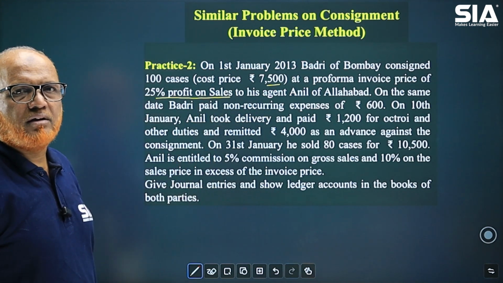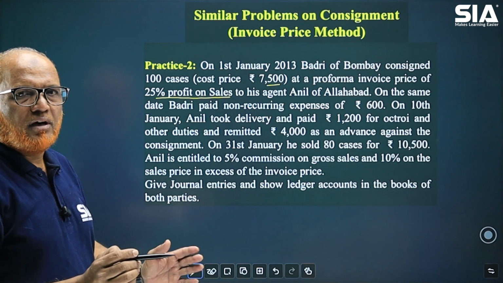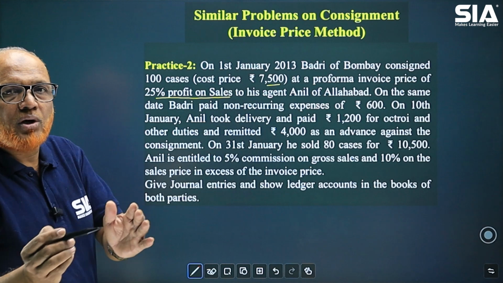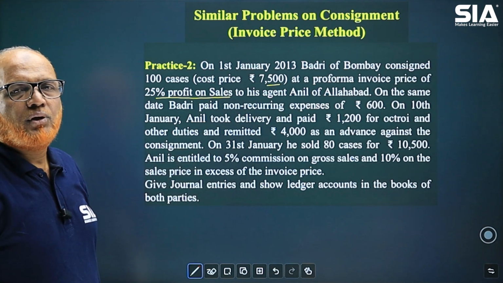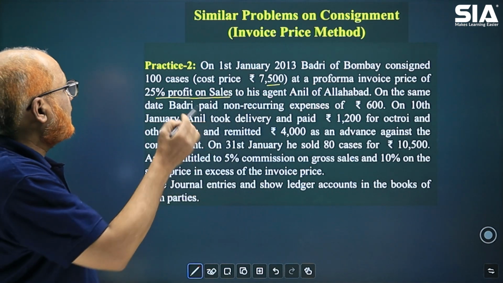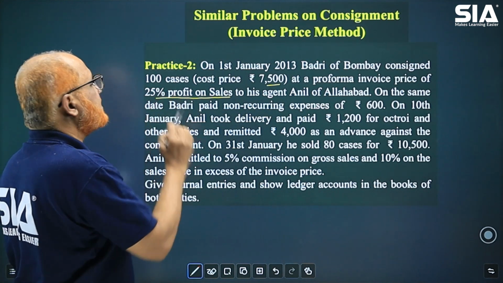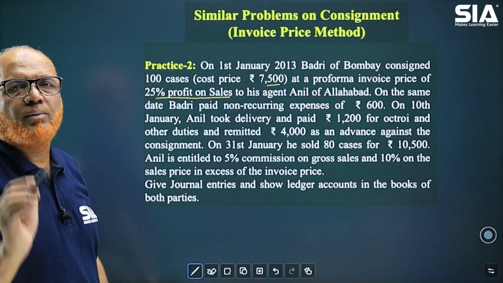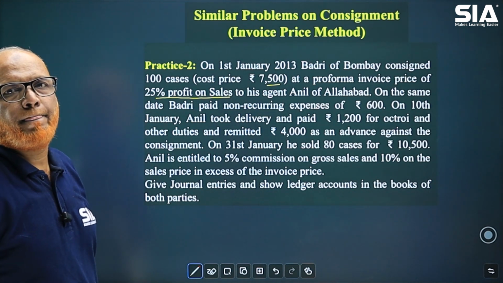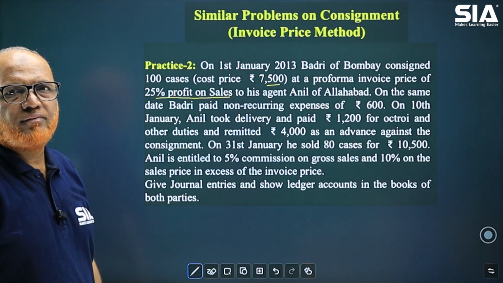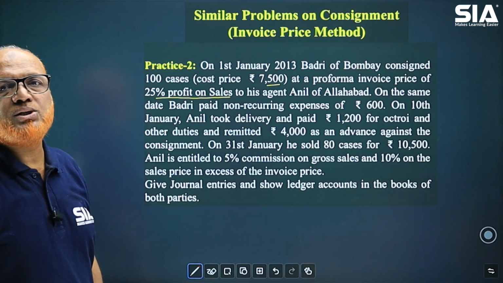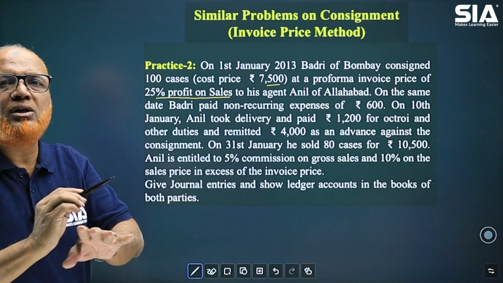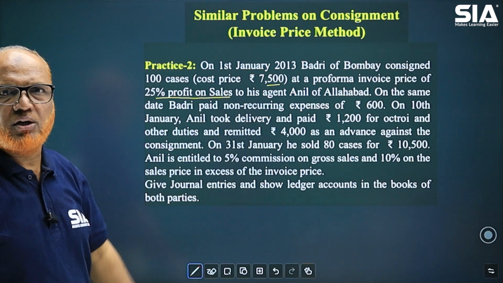Let the sales be 100. So profit will be 25. Then cost will be 75. So for 75 cost, it comes to invoice price 100. For 7,500 cost, how much it will become? 10,000. You can calculate yourself. 10,000 is the invoice price. Cost price is 7,500. 2,500 is the total loading. That is the new point.